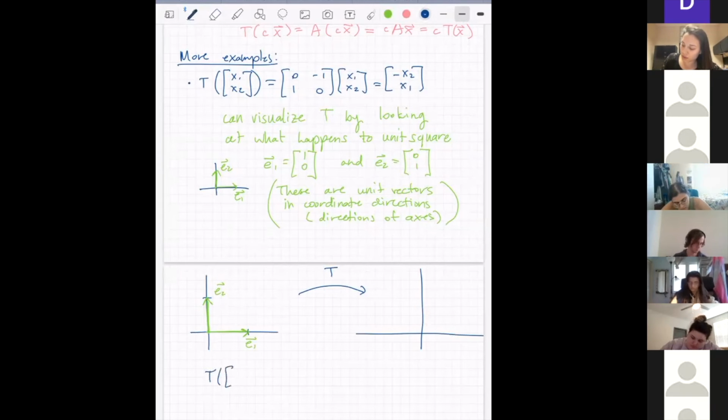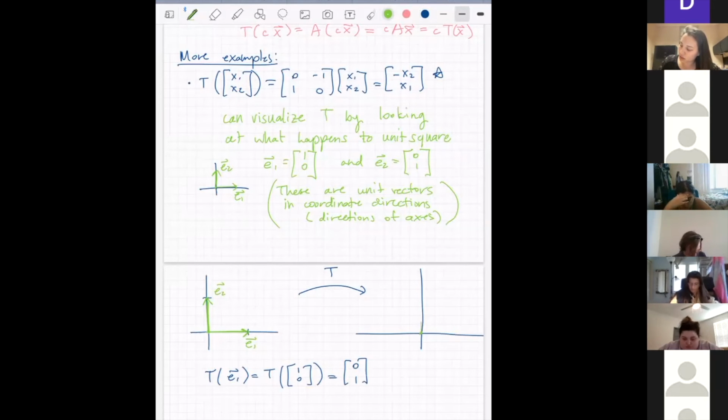T of E1, which is 1, 0. We just use our definition, so this guy up here, and we'll get 0 in the first coordinate and 1 in the second coordinate, right? So the image of E1 is going to be the vector, let me mark this off. So this is 0, 1.